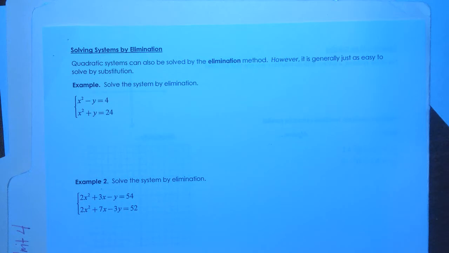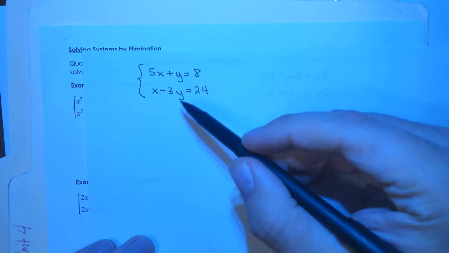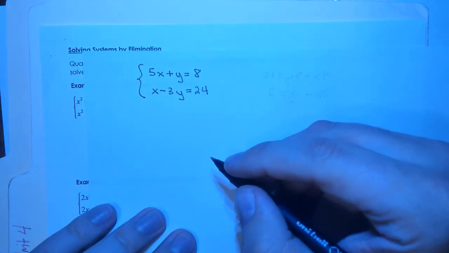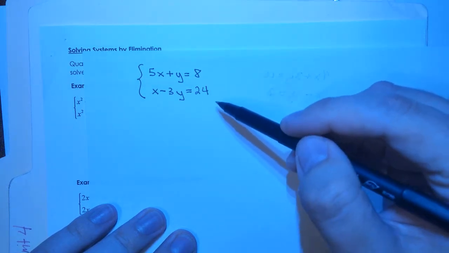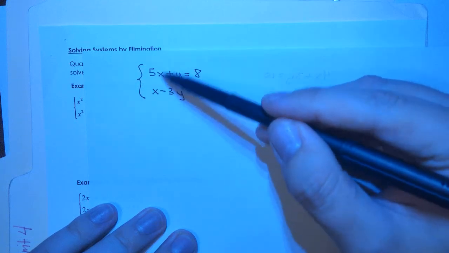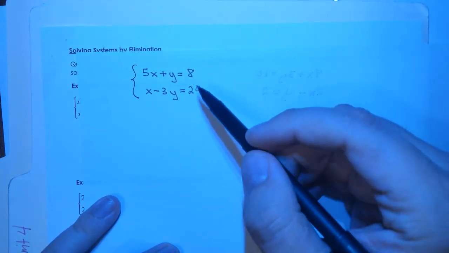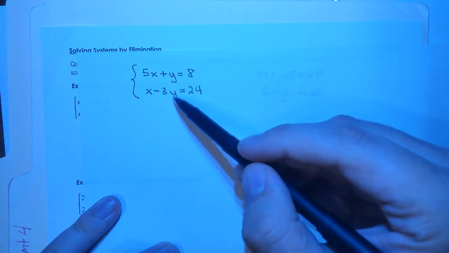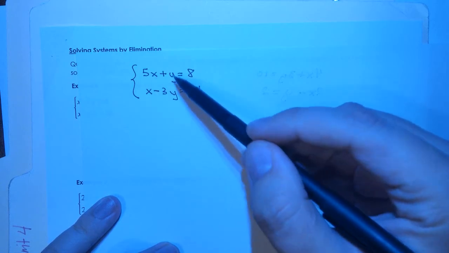I'll remind you of what elimination looks like with linear systems if I just pull in this problem right here. 5x plus y equals 8, x minus 3y is equal to 24. The idea of elimination is to multiply one or both equations by some constant so that when I add the two equations together, I eliminate either the x's or the y's. Usually this is pretty obvious. In this particular set of equations, I have 5x and x, I have plus y and minus 3y. I don't look at the constants because, again, the goal is to eliminate one of the variables.